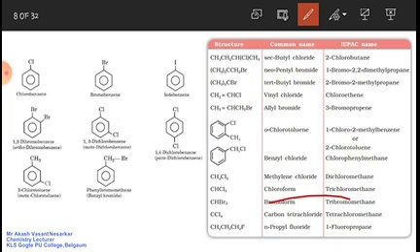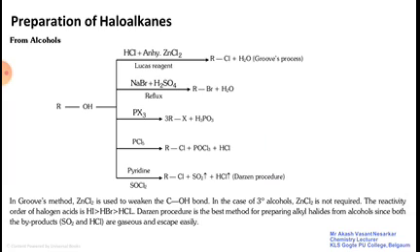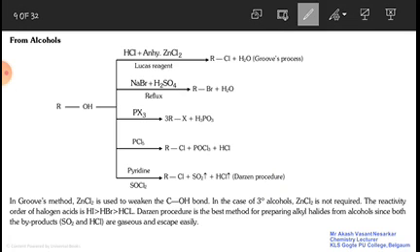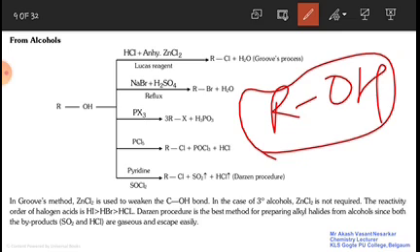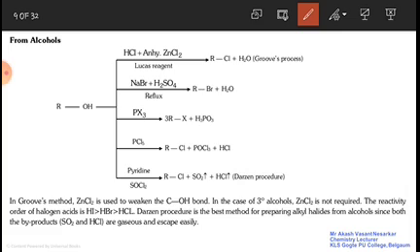Now the next one is preparation of haloalkanes. So we can prepare the haloalkanes from various functional groups. There are a number of methods of preparation of haloalkanes. The first one is from alcohol. We know that alcohol means ROH, right? This is the functional group of alcohol. Do you remember? So by using various different reagents, we can prepare the haloalkane from alcohol.